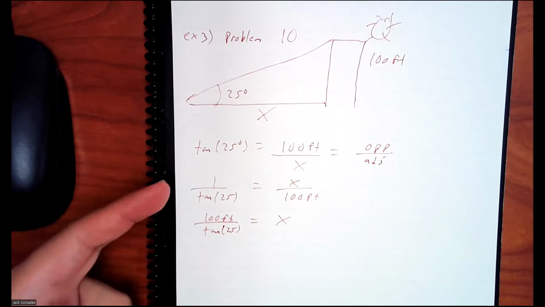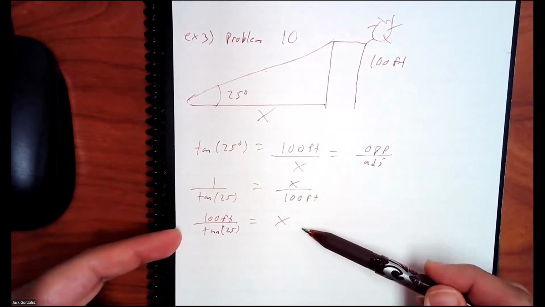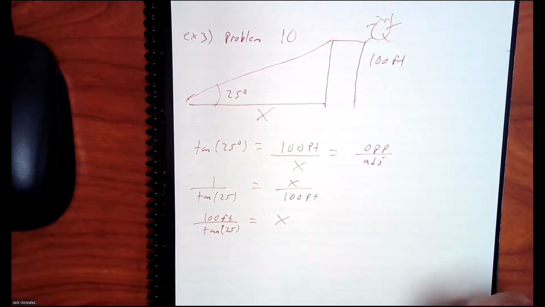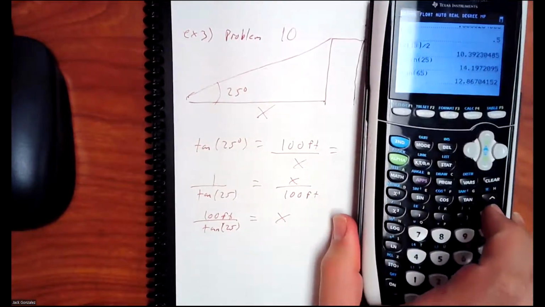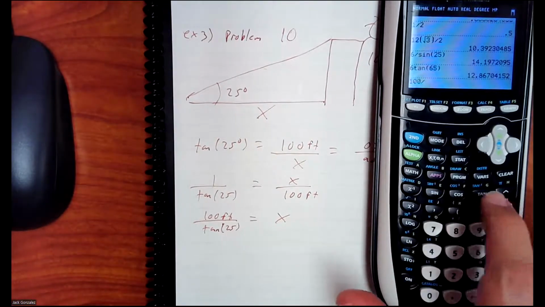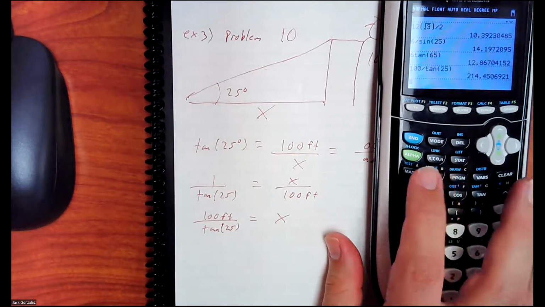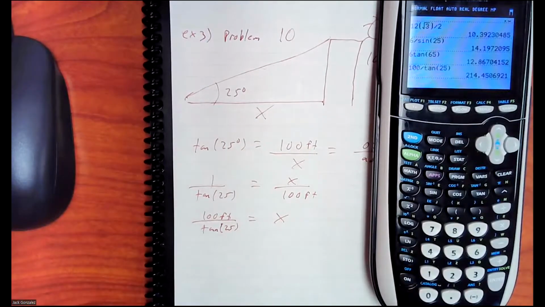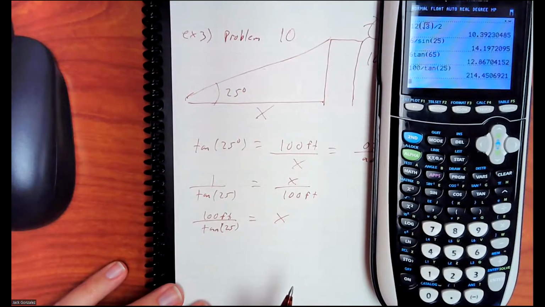You guys cool with that algebra? I skipped a couple of steps. Do you see how we solve for X? Or no? Okay. So at this point, it's machine time. So that would be 100 divided by tangent 25. I don't even know if I've been in degrees this whole time. Oh, thank goodness. So X is 214.45.